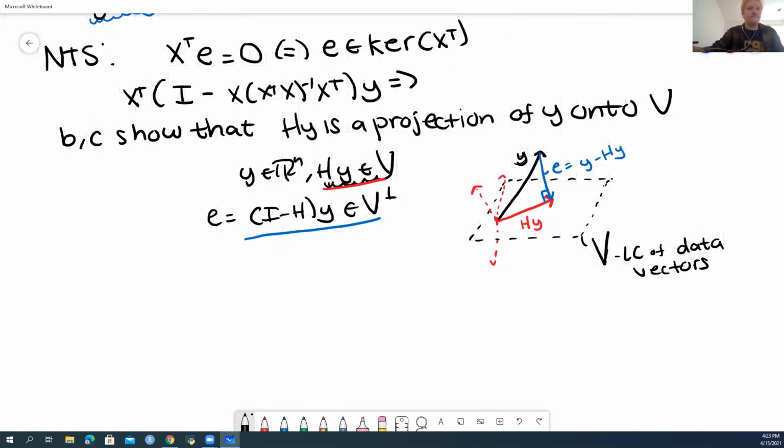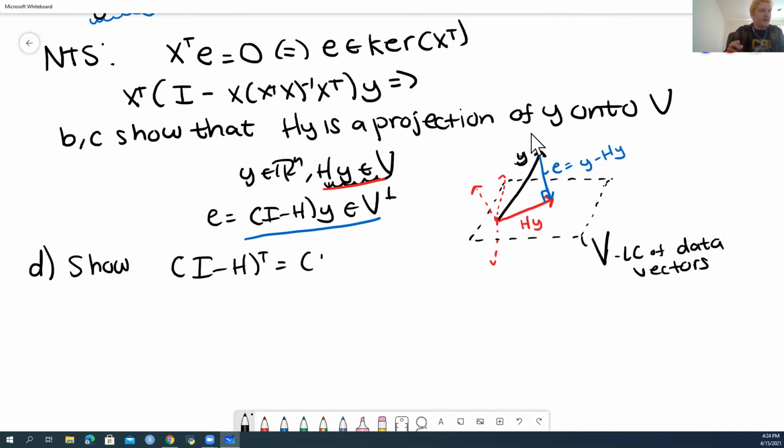Okay. The next thing says to show also, and I think you guys did this, that I minus H transpose is equal to I minus H, and then also show that I minus H squared is equal to I minus H. I think you guys did this last homework as well, so just look at the last homework.